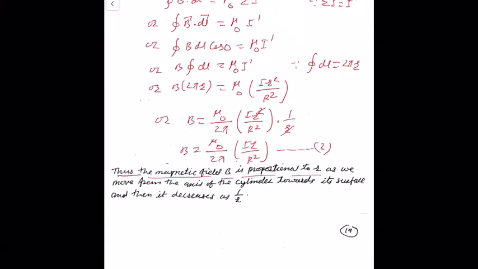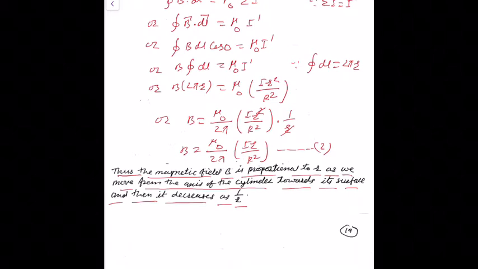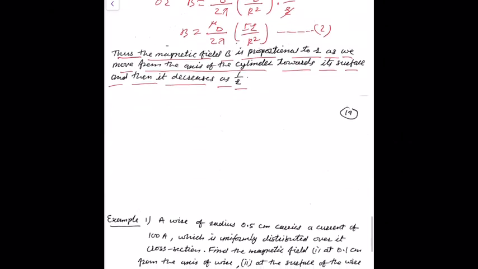Thus, the magnetic field B is proportional to small r as we move from the axis of the cylinder towards its surface, and then it decreases as 1 upon r. Clear?